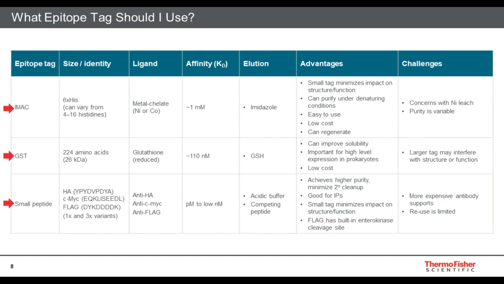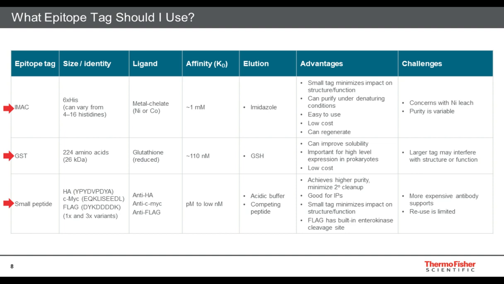GST has a higher affinity, but it is also a larger, more bulky addition to any protein. Its advantage is that it can improve solubility of proteins, especially in E. coli systems, as can another tag, MBP or maltose binding protein.